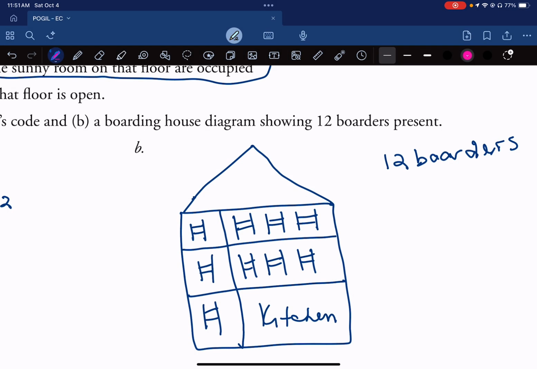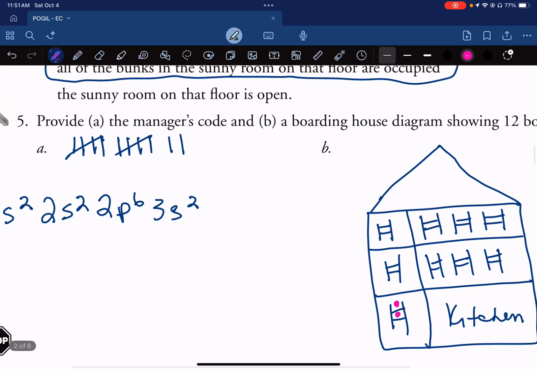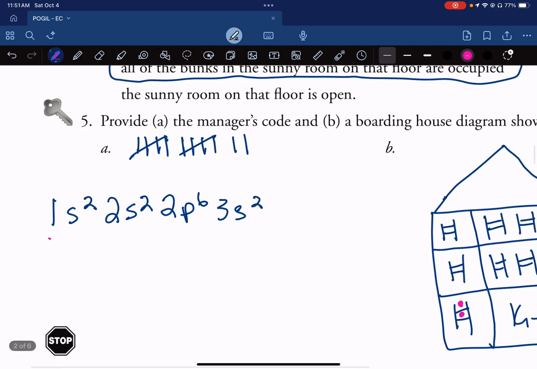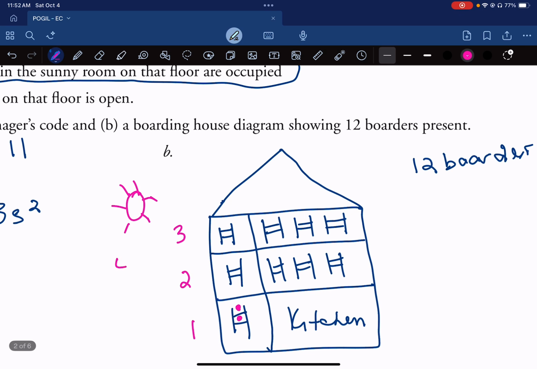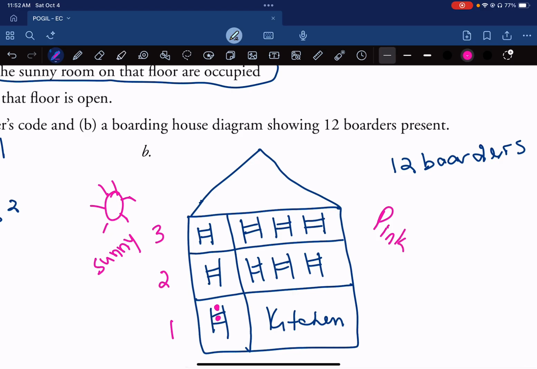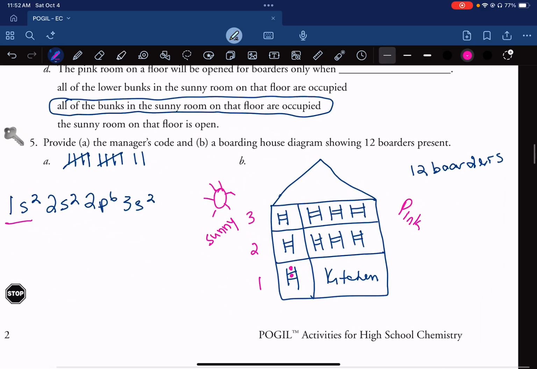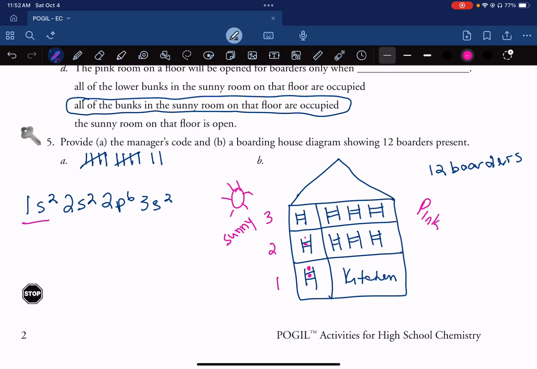Okay, so according to our rules, we have to, one, fill the lowest floor first. So I will put my boarder in here first. So that's my first two. And then my manager's code, it should coincide, right? So, okay, great. First floor, sunny side, two boarders. Now I'm going to go to the second floor. So one, two, three. I'll just draw my sun over here too. And then sunny rooms. And then pink rooms over here. All right, so next we have a boarder here and a boarder here.